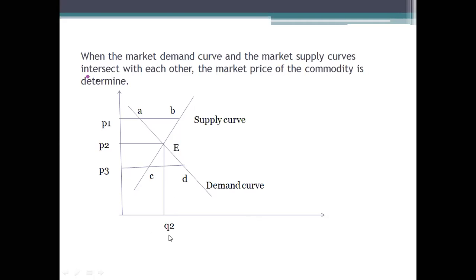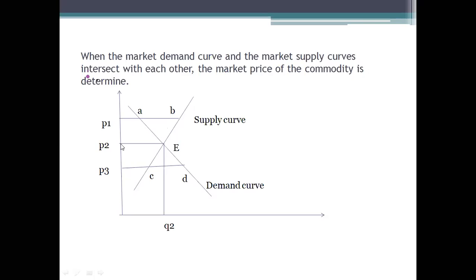Yes, ma'am. Okay, now in this diagram we just check the way how we determine the equilibrium price and equilibrium quantity. That means this is the way how we determine the market price of a commodity. Okay, so now this P1 and P3, these are the two prices which I represent on the diagram. This only shows what will happen if we do not determine the price at this equilibrium point. Clear?